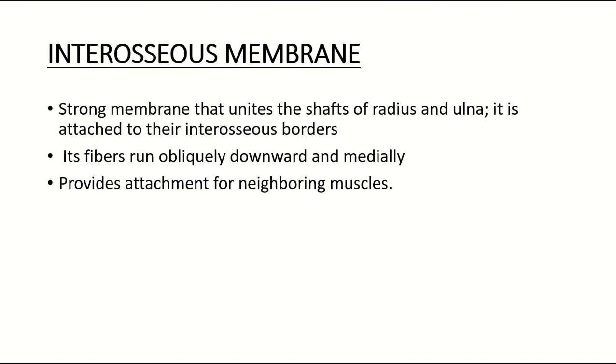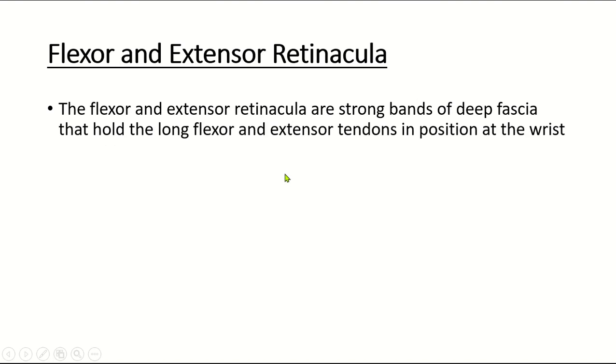Interosseous membrane. Interosseous membrane unites the shaft of radius and ulna. It is attached to their interosseous borders. Its fibers run obliquely downward and medially. It provides attachment for neighboring muscles. The flexor and extensor retinaculum are the two strong bands of deep fascia that hold the long flexor and extensor tendons in position at the wrist.